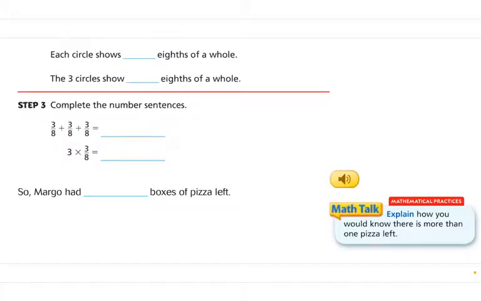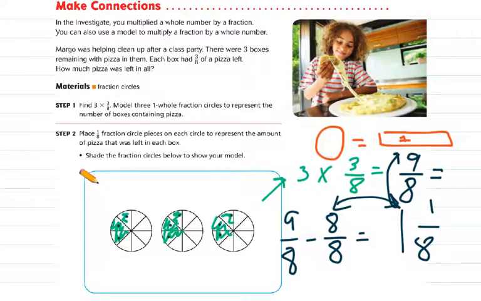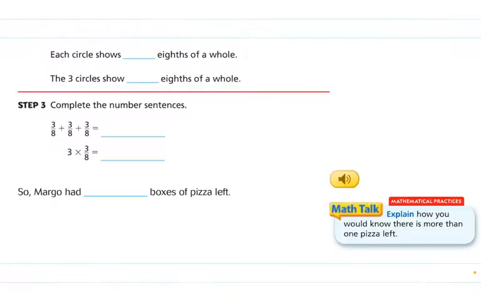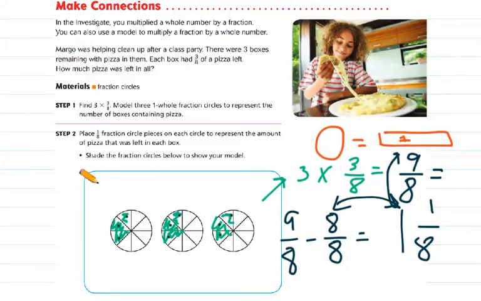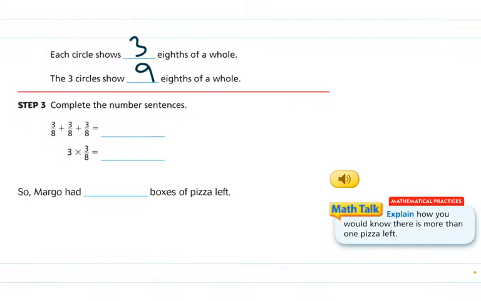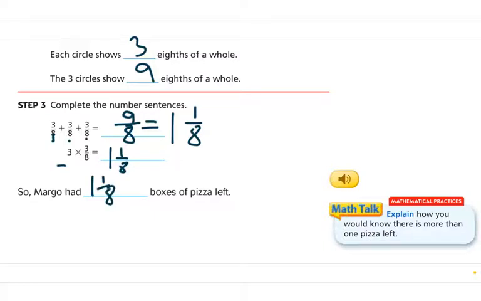Now we're going to count. Each circle here had 3/8 of a whole, so let's write that in there. Each circle had 3/8 of a whole, and the 3 circles show 9/8, and we counted them up: 3, 6, 9. Now it says complete the number sets. 3/8 plus 3/8 plus 3/8 would give us 9/8, or like we said, 1 whole and 1/8 left over. So 3 times 3/8 would be 1 and 1/8. So Margot had 1 and 1/8 boxes of pizza left.